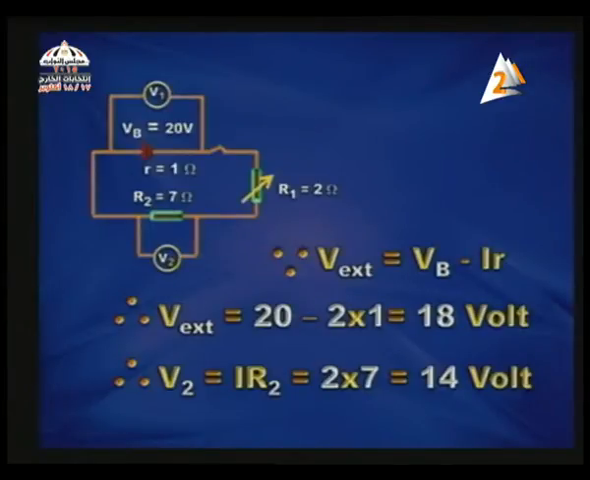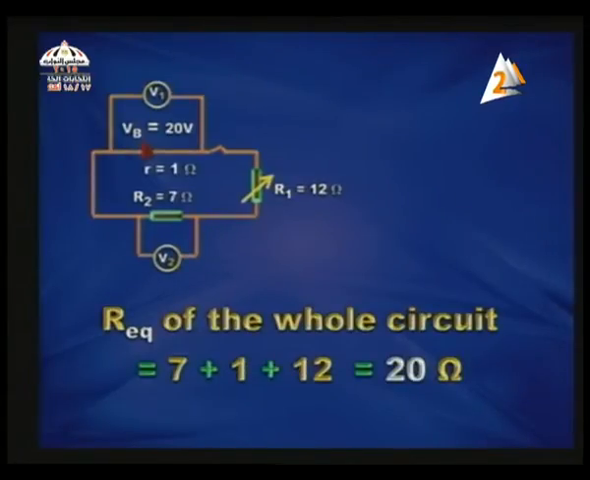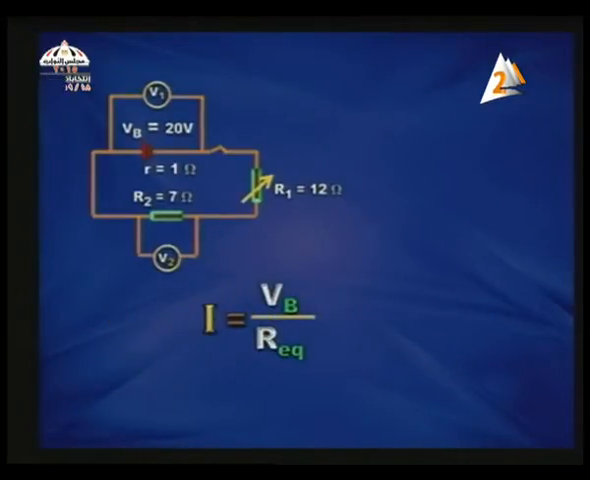Your attention, we are going to increase the value of R1. Instead of 2, we'll make it 12. And we'll see what difference this makes to the readings on V1 and V2. Once again, R equivalent of the whole circuit is 7 plus 12 plus 1, 20. R equivalent increases. Current through the battery, of course, will be decreased. Current equals V battery over R equivalent. It is 20 over 20. It is equal to 1. It was 2 in the previous example. It decreased to 1.